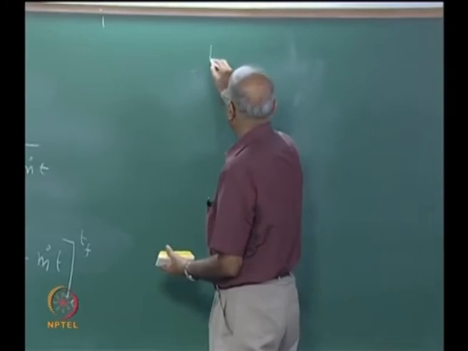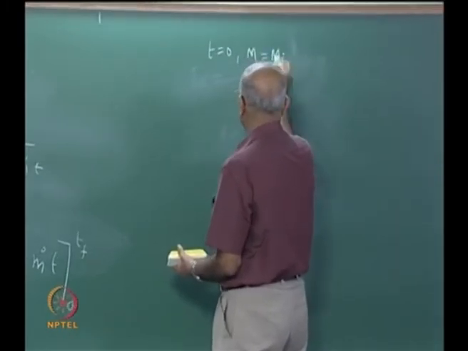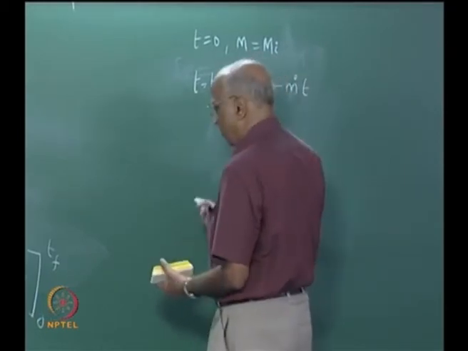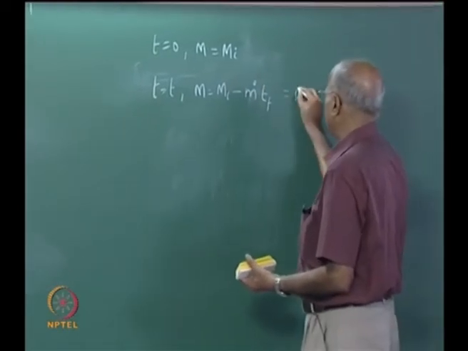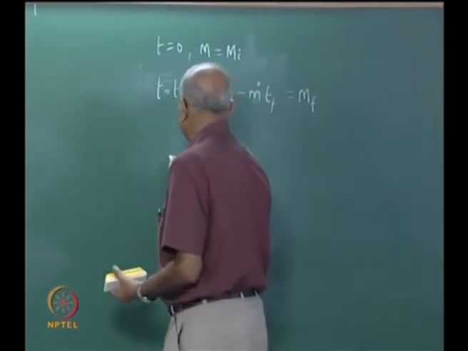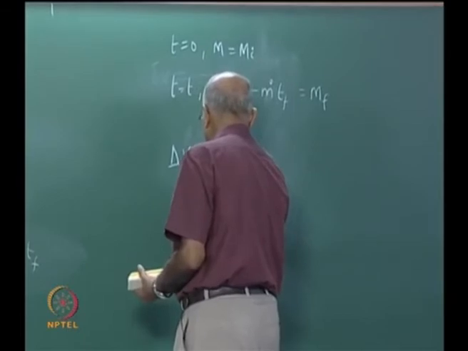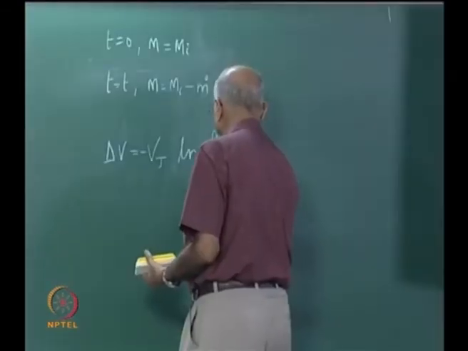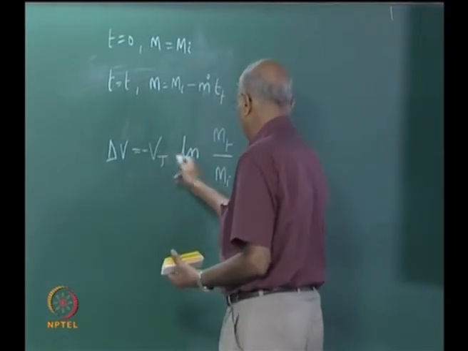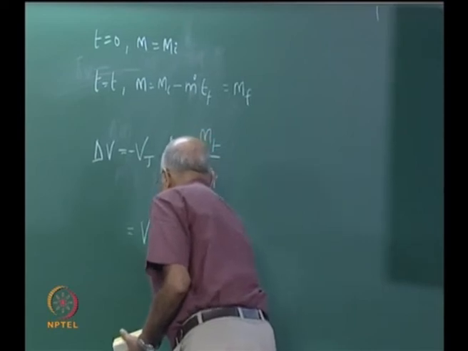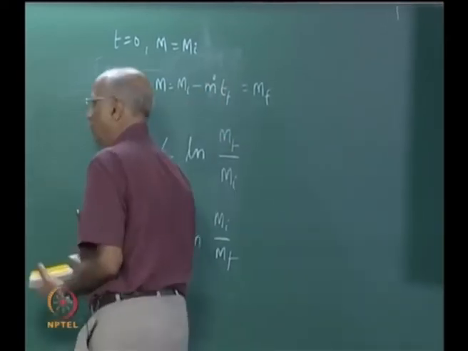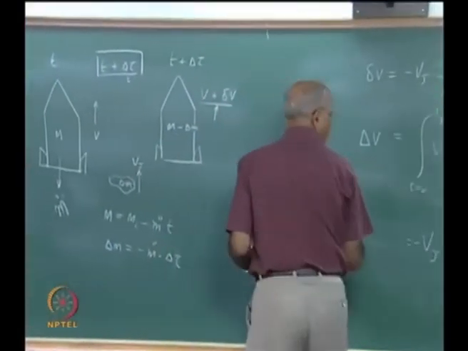Now I'll ask you, what is the value of mass at time t equal to 0? The mass is m_i at t equal to 0, which is what we specify. At time t equal to tf, the mass is equal to m_i minus m dot into the final value of time tf, which I call the final mass of the rocket. And therefore, what is this value? Delta v is equal to minus vj into ln of mf by m_i, the initial mass, or if I take the negative sign into the logarithm, I get vj ln of initial mass by final mass, which is the incremental velocity which I get from a rocket.